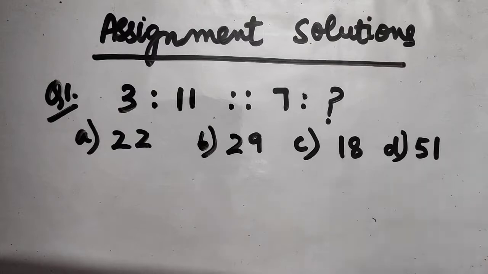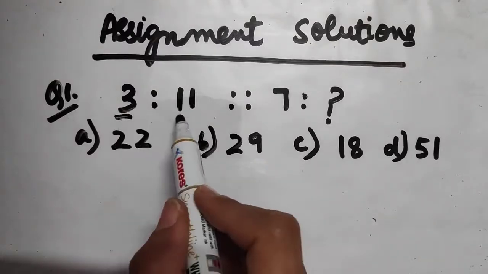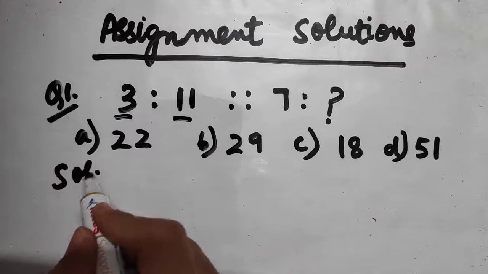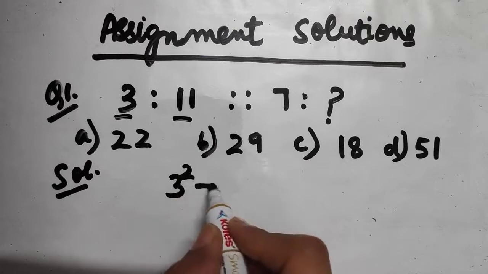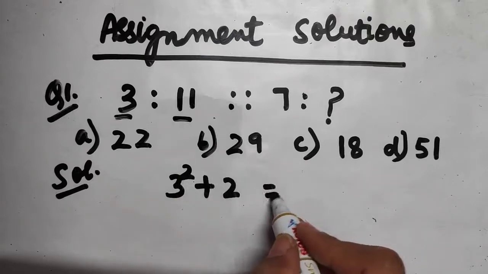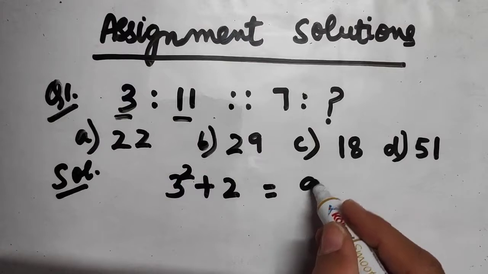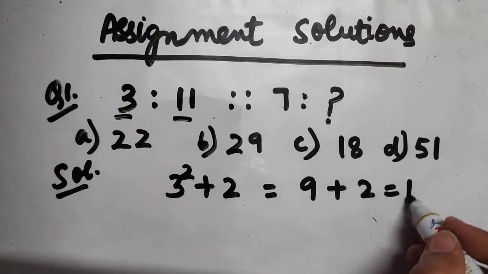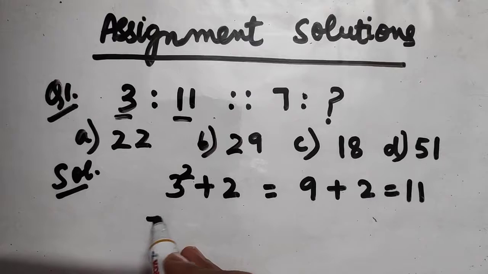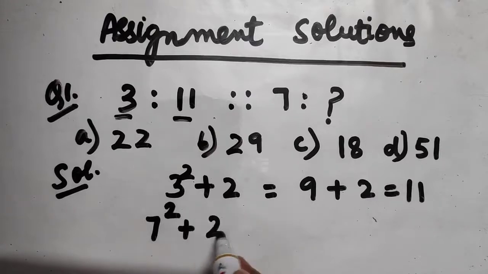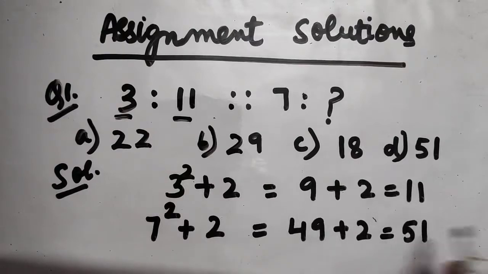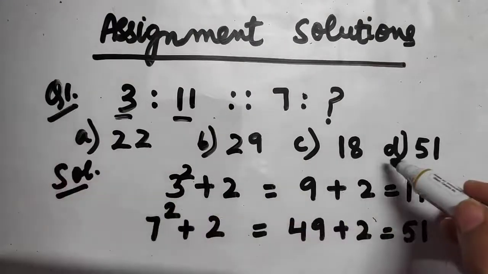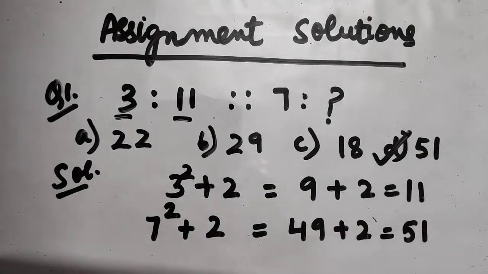So first of all, we need to understand what is the relation between this 3 and 11. So, dear children, it is quite clear that if I write 3 square plus 2, my answer comes out to be 11. Like 3 square is 9 plus 2 and answer is 11. In the similar manner, if I square 7 and add 2 to its square, then 7 square is 49 plus 2, that will be 51. So the correct answer for question number 1 is D option, that is 51.